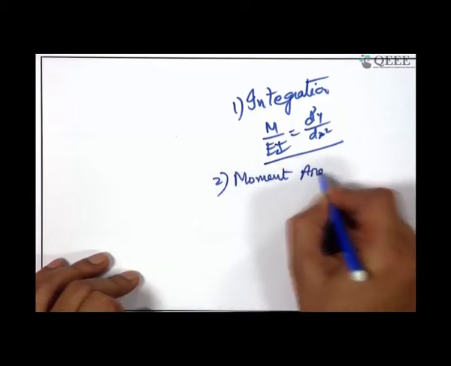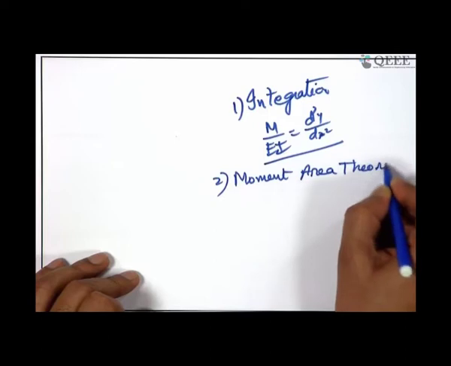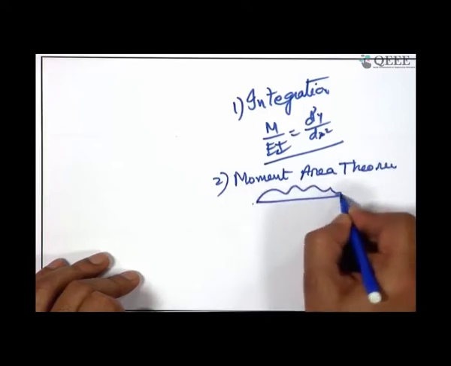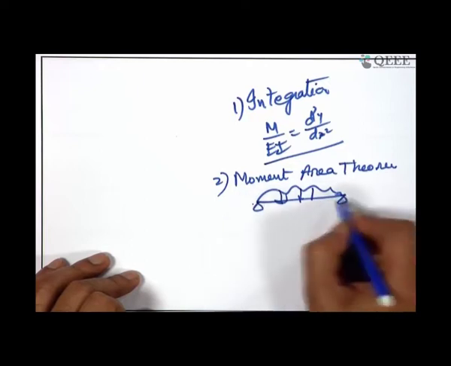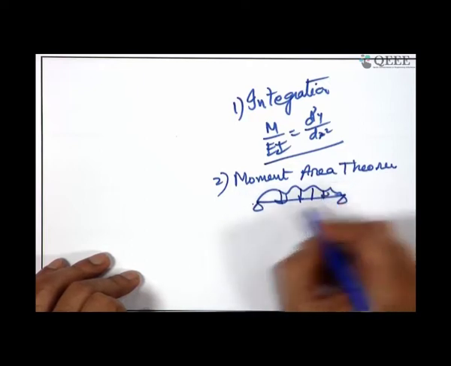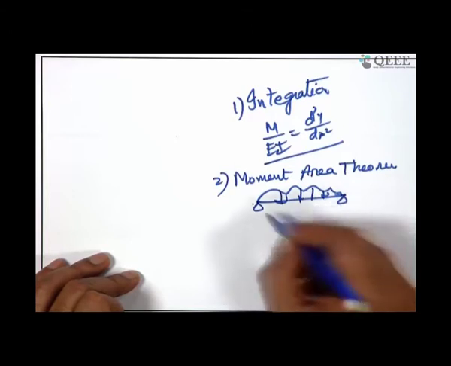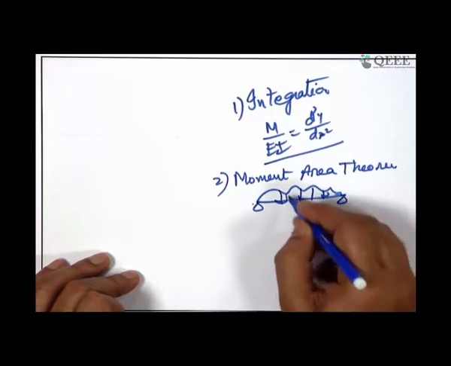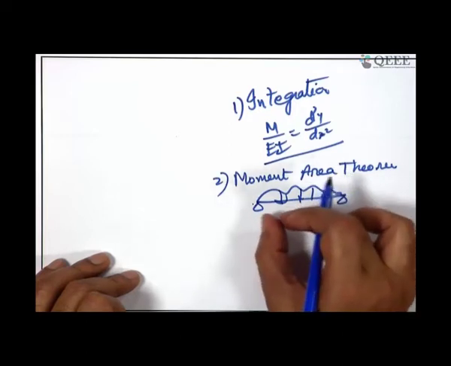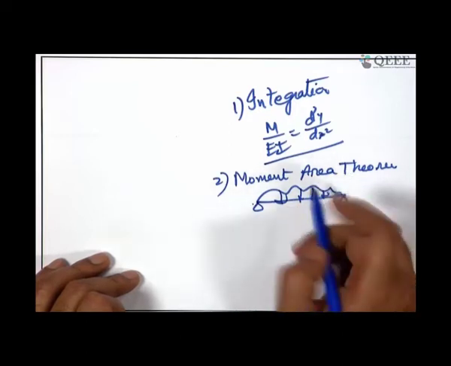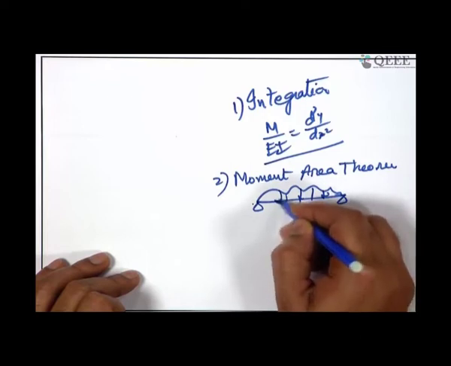Moment area theorems mean that if I draw the M by EI diagram for a beam, and I load the beam with the M by EI diagram, then the slopes and deflections can easily be found from the load under the curve and also the moment of that load about some point in between two points.